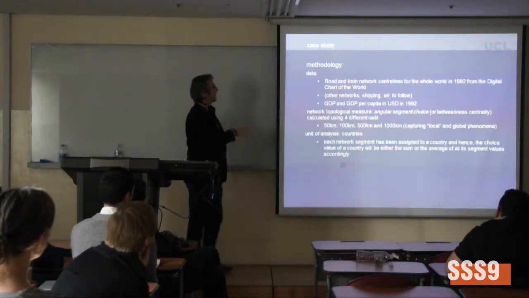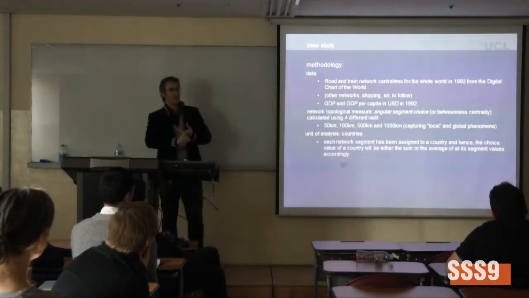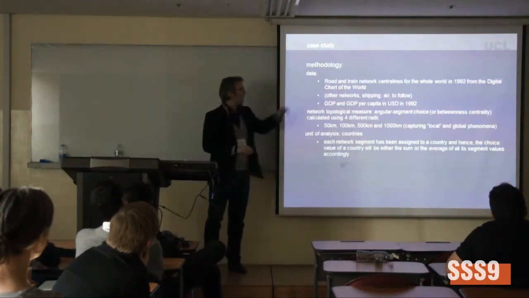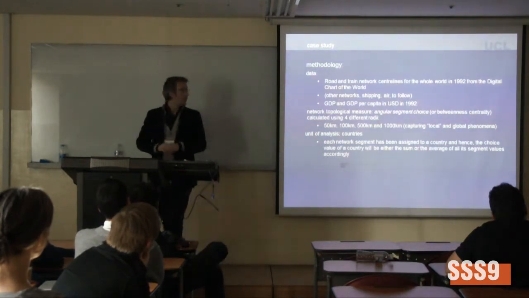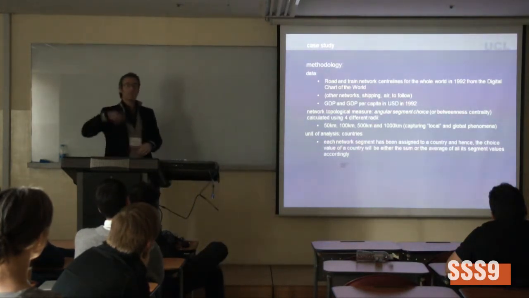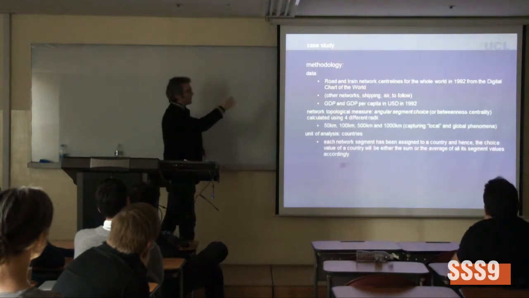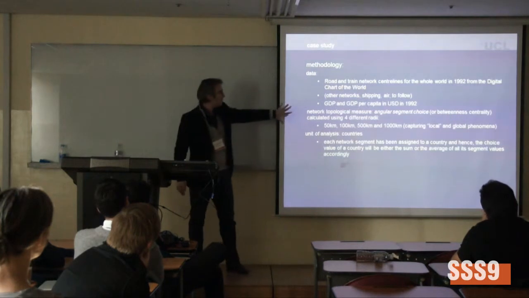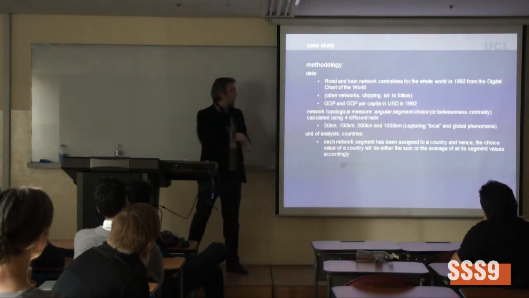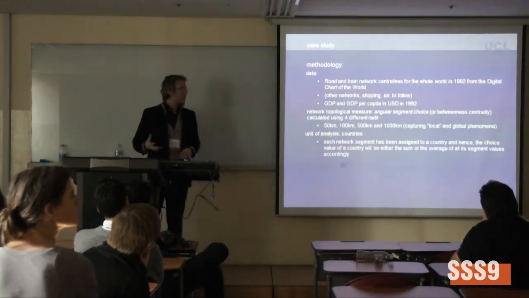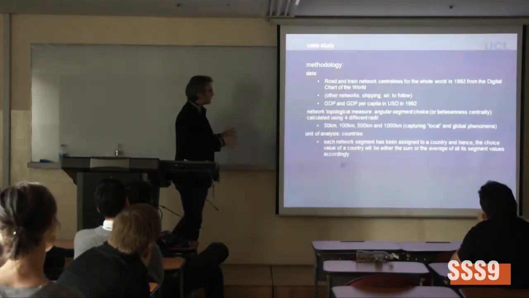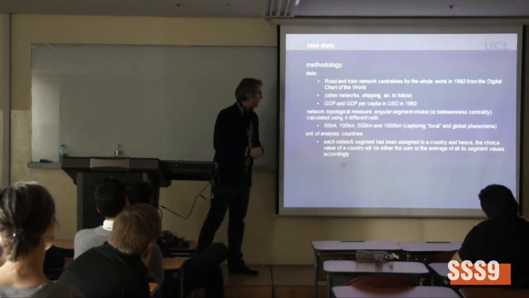So in this particular case study, we've got some data consisting of road and train network center lines. That could be expanded. We do also have access to other networks, shipping, air transport, those sorts of things. Those will follow. They're not being dealt with here, but potentially those could be added. In terms of economic data, we've got gross domestic product and GDP per capita as well. This is expressed in US dollars in 1992. Now, it's aggregated at the country level, so that's the unit of analysis we're using.